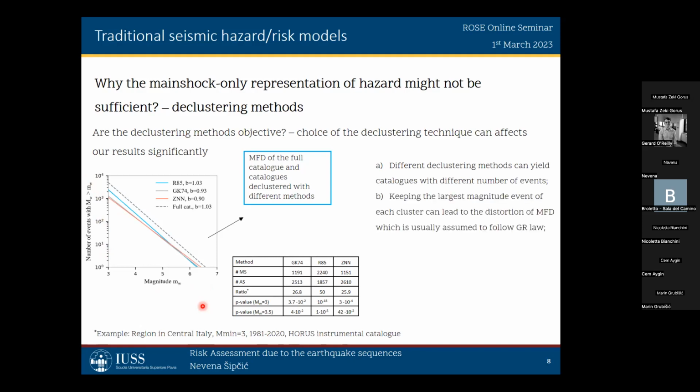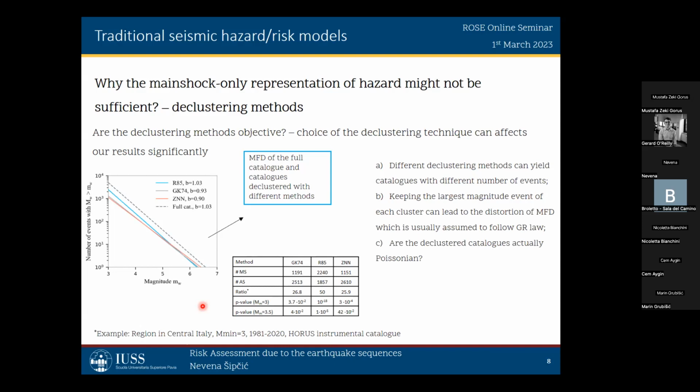The second thing is that when we keep only the largest magnitude events, we can distort the magnitude frequency distribution, which is usually assumed to follow the Gutenberg-Richter law. We apply the Gutenberg-Richter law because we assume that the events follow the exponential distribution. But when we remove mainshock events, it can easily happen that we no longer have this exponential distribution, and then it's not valid to use the Gutenberg-Richter law. And this is something that is rarely ever checked.